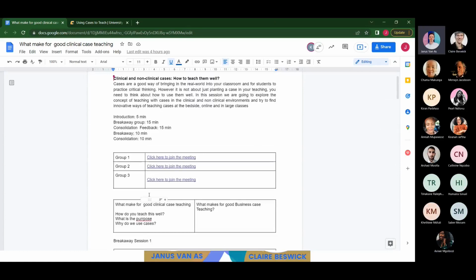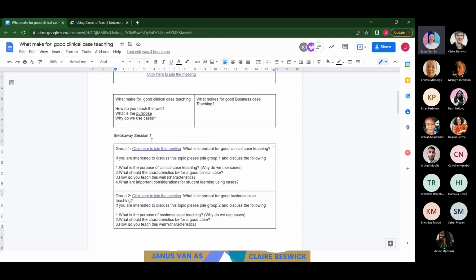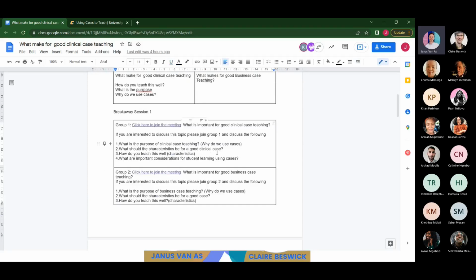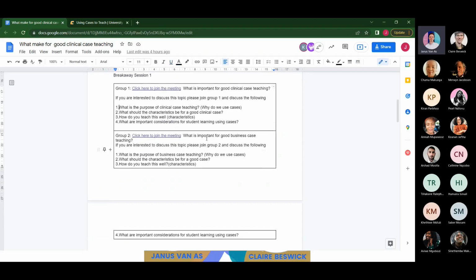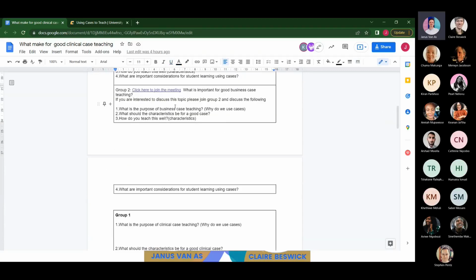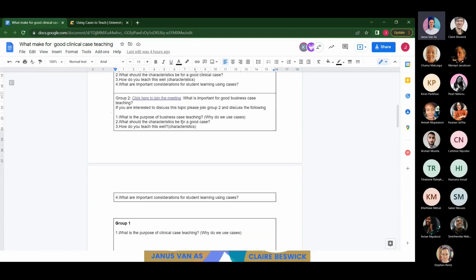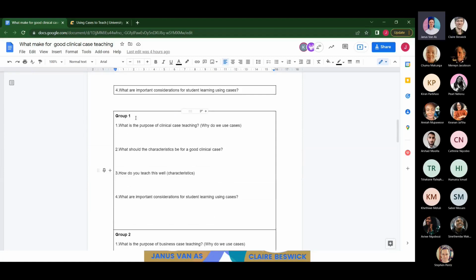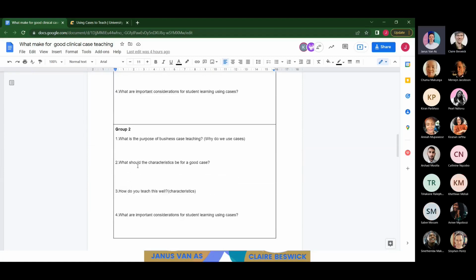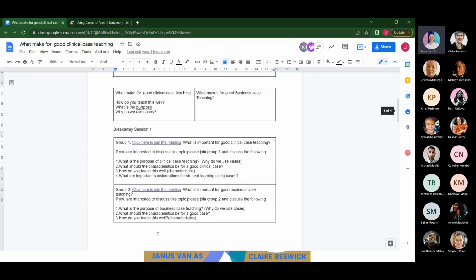In the first session, you'll only join group 1 or group 2. The first breakaway session, group 1, is about what is important for good clinical teaching, and there are some guiding questions for that discussion. Group 2 is around what is important for good business case teaching, or case teaching. It doesn't necessarily have to be business cases, but other types of case teaching. So we have group 1 and group 2 there that you can work on.